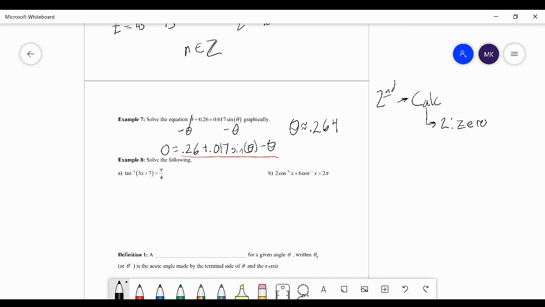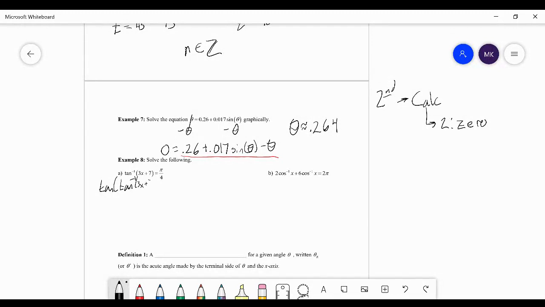All right, now let's keep going. I have the inverse tangent of 3x plus 7 equals pi over 4. Well, how do I get rid of inverse functions? You just put the regular function in, right? So I'm just going to take the tangent of both sides.